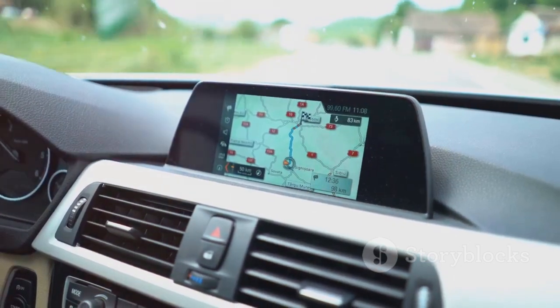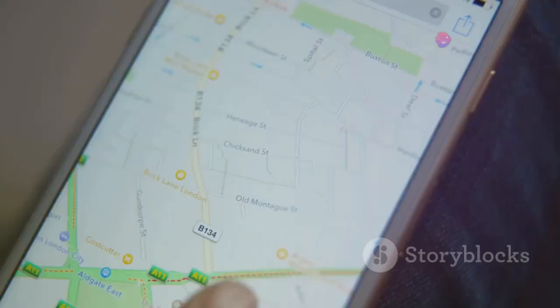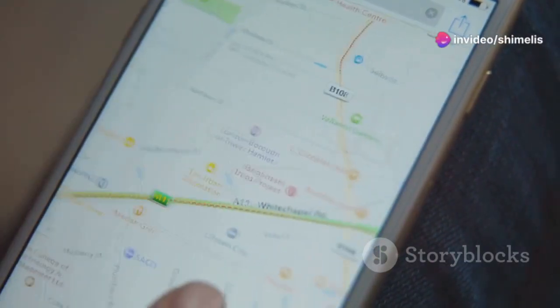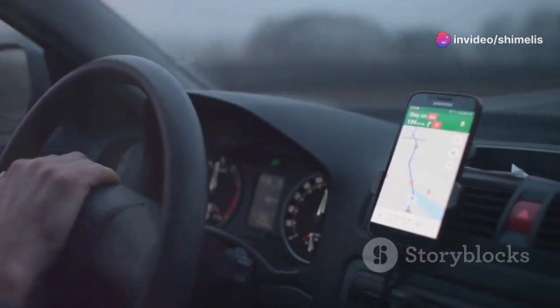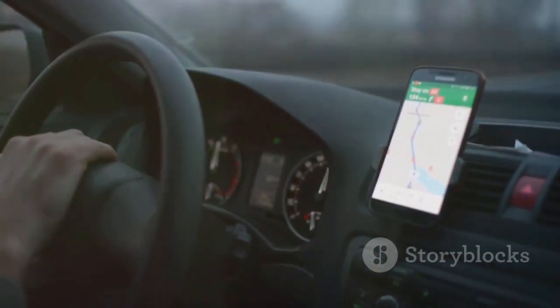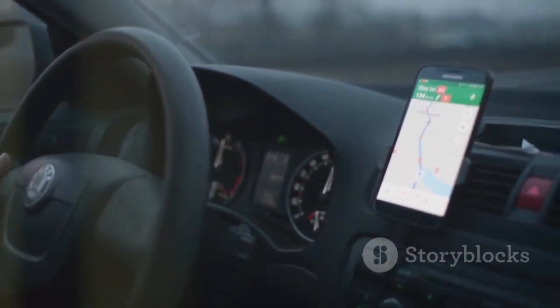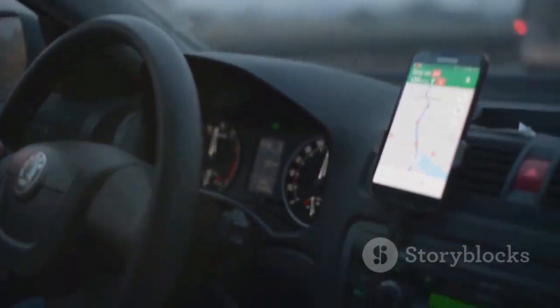Consider GPS navigation, a technology we rely on daily. GPS satellites use coordinate geometry to pinpoint your location on Earth's surface. By triangulating signals from multiple satellites, your GPS receiver determines your precise latitude, longitude, and altitude, guiding you to your destination.